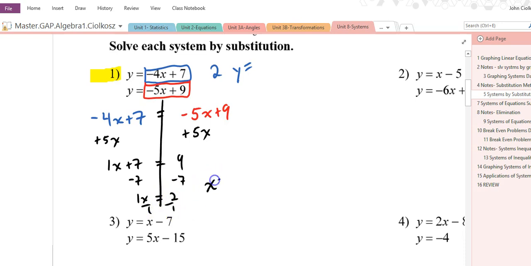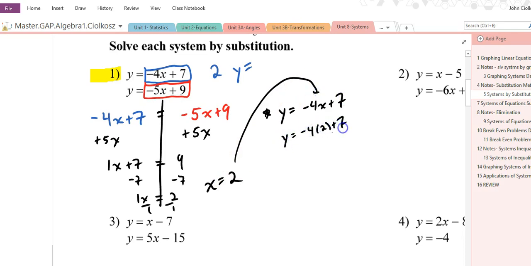So I find out x is equal to 2. Now, to get my solution for y, that other part of the ordered pair, I can use either equation. So I'm just going to use the top one. So I know that y is equal to negative 4x plus 7. And to solve for y, I'm going to plug that 2 in for my x. Calculator here gives me negative 1. So the final answer, which I'm looking for here, is 2 comma negative 1.